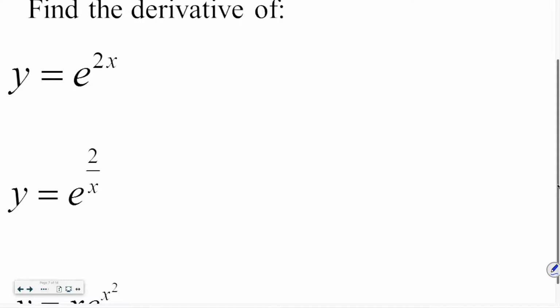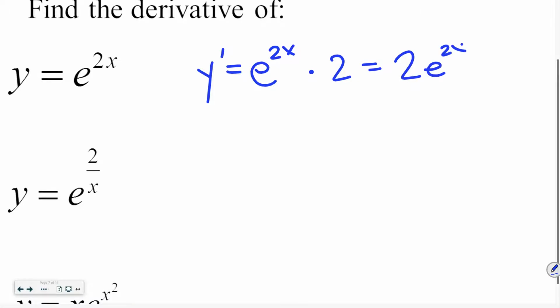All right, so y equals e to the 2x. When we take the derivative of e to a power, we copy-paste and then multiply by the derivative of the inside, which would be 2. So make it look pretty. We have 2e to the 2x. Done.